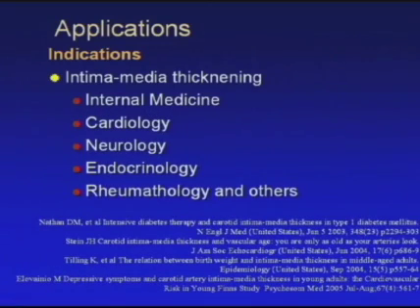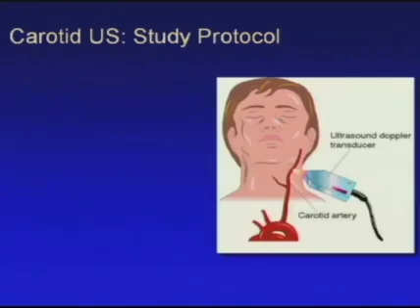Another very important indication is the measurement of the intima-media. It's very important to determine the intima-media thickening, which matters in different medical specialties such as cardiology, internal medicine, neurology, endocrinology, and many others, because it represents not only the presence or absence of atherosclerotic disease, but also inflammatory diseases. So the measurement of these specific segments of the arterial walls is very, very important.